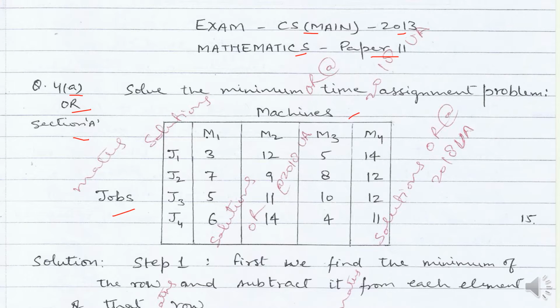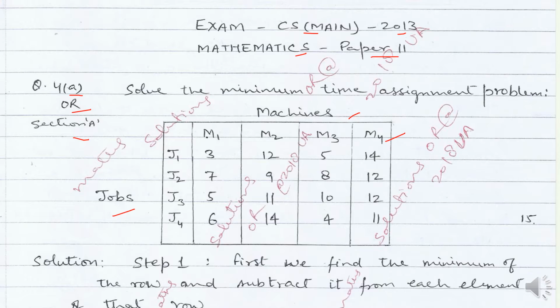In this question, jobs and machines have been given, and J1, J2, J3, J4 are the jobs. M1, M2, M3, M4 are the machines, and in this table the numerical values are the time which a machine takes to complete the corresponding job.